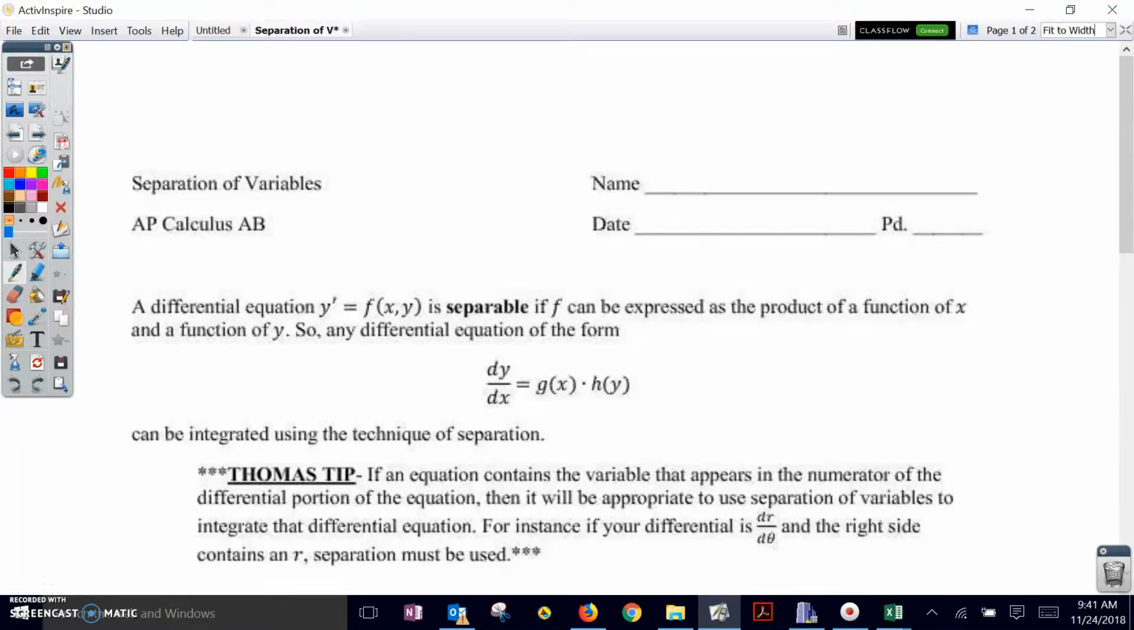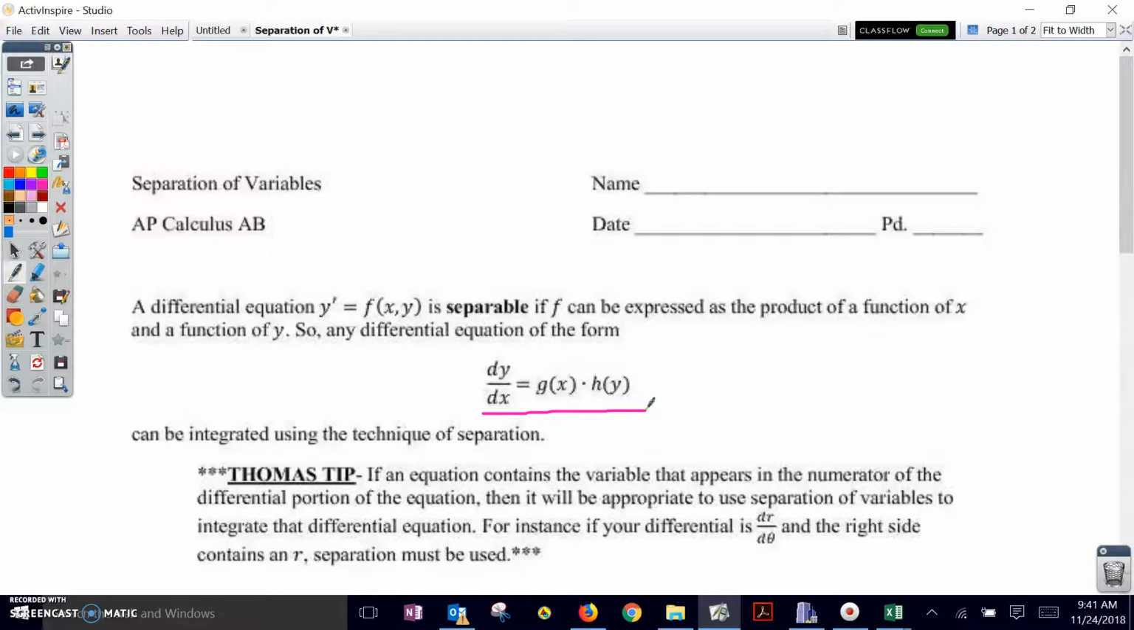Alright, welcome back everybody. In this video we're going to look at the technique that's known as separation of variables and look at a few examples from the separation of variables lesson. First of all, a differential equation, dy/dx or y prime, that's equal to a function of x and y is separable if we can express it as the product of a function of x and a function of y. So anything that looks like this can be integrated using separation.